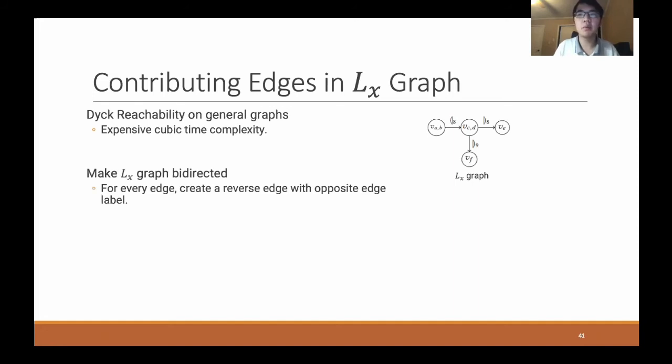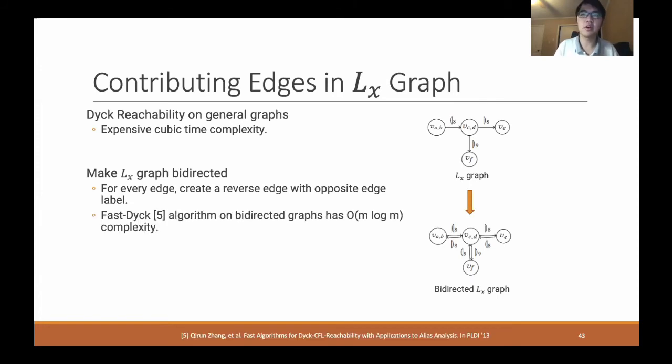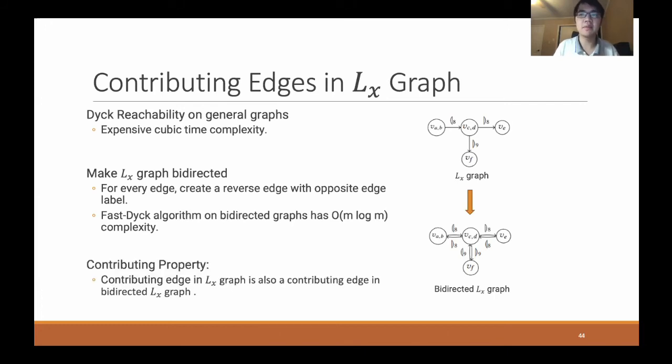To overcome this problem, we make the Lx graph bidirected. That is, for each edge in the Lx graph, we create a reverse edge with the opposite edge label. For example, here is the bidirected version of the previous Lx graph. In the bidirected Lx graph, we can adopt a much faster algorithm called Fast-Dyck algorithm, which runs in linear logarithmic time for Dyck reachability. And at the same time, we still have our desired contributing edge property. That is, any contributing edge in the Lx graph is still a contributing edge in the bidirected Lx graph.